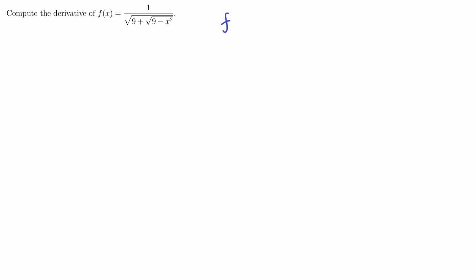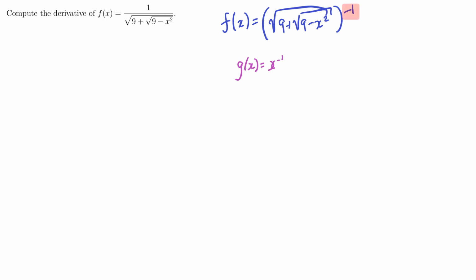Okay, now notice that we can rewrite f as the square root of 9 plus the square root of 9 minus x squared to the power minus 1. Written this way, we can clearly identify an outside function g and an inside function h. So here g, our outside function, is x to the power minus 1, and h, our inside function, is the square root of 9 plus the square root of 9 minus x squared. And so now f is the composition of g and h.